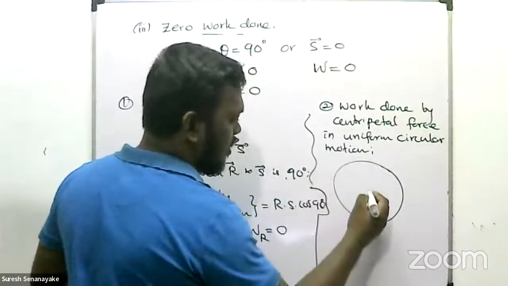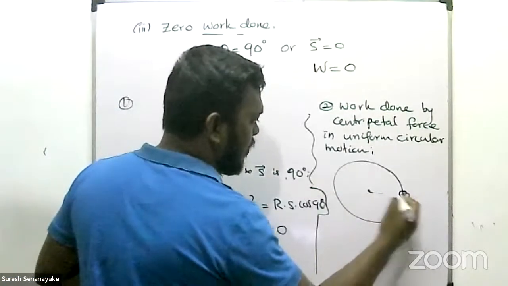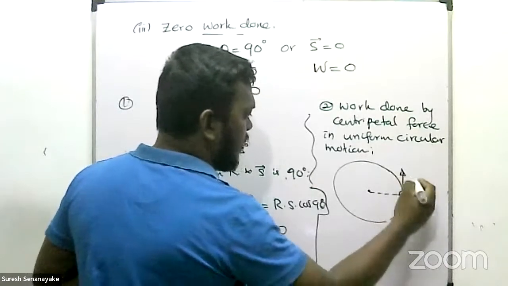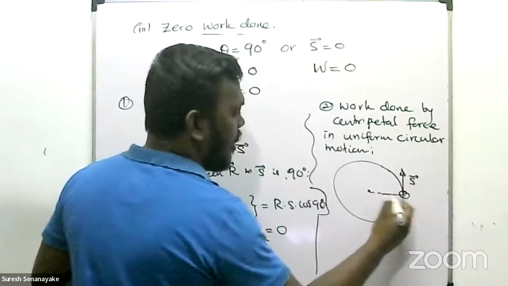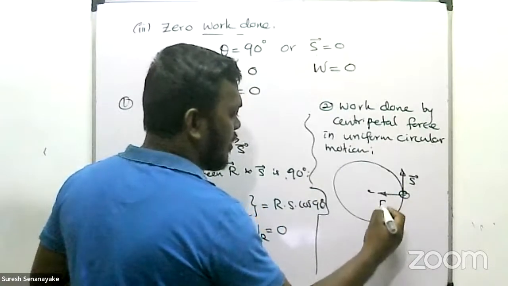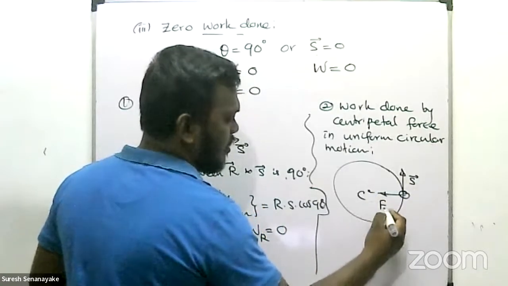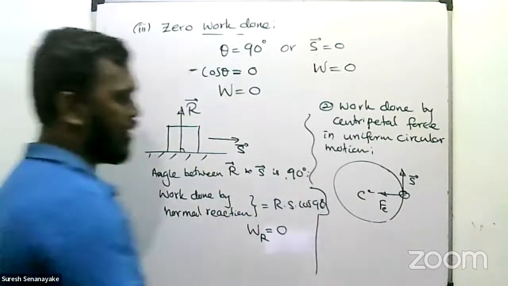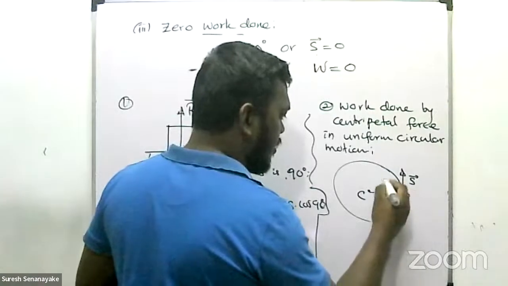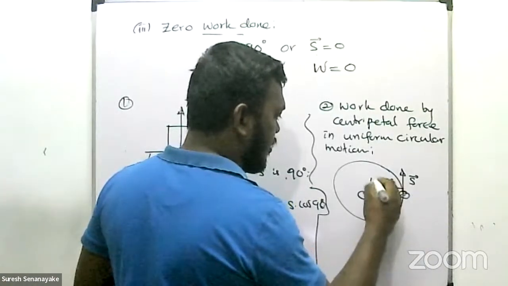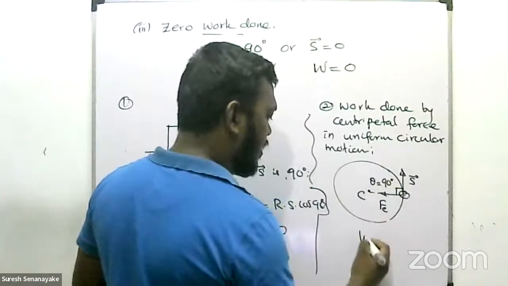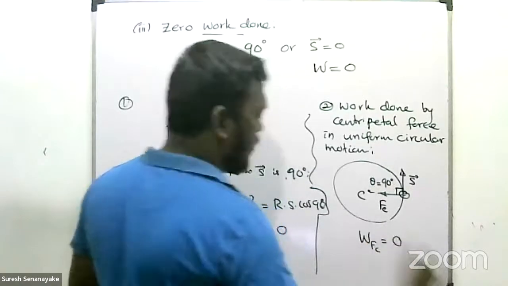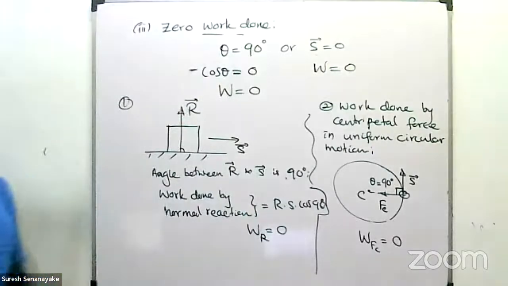The object is moving around the circle. The displacement is in this way, and the centripetal force is always acted towards the center of the circle. The angle between these two is always 90 degrees. So the work done by the centripetal force is also 0, because of 0 and 90 degrees.